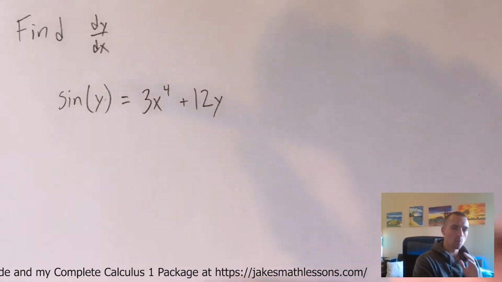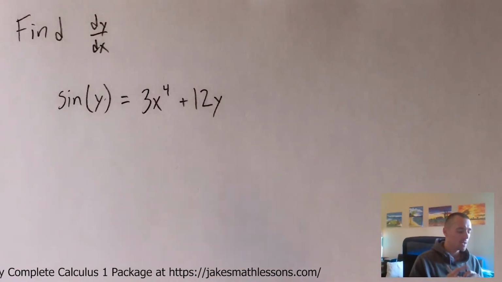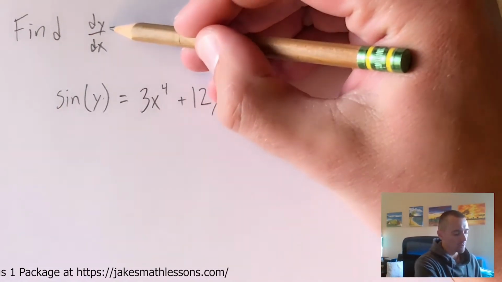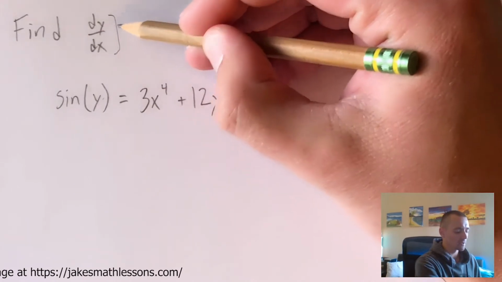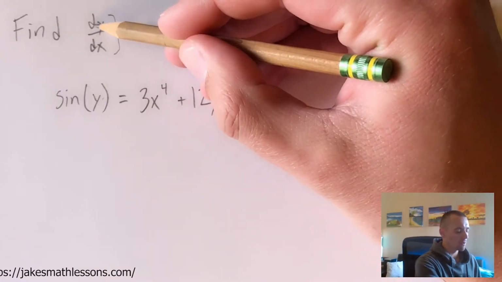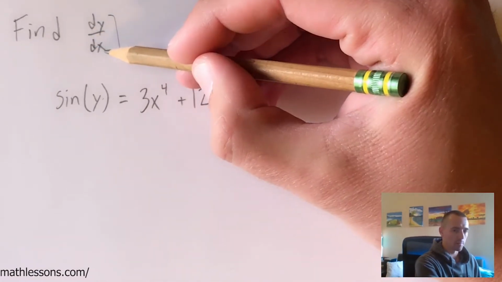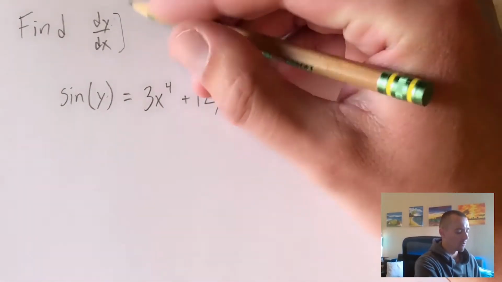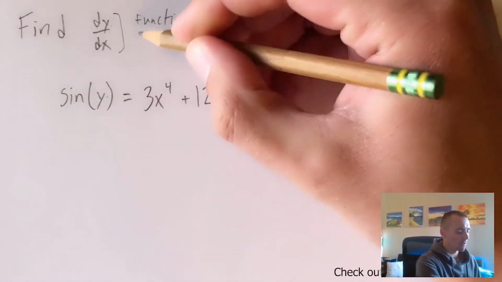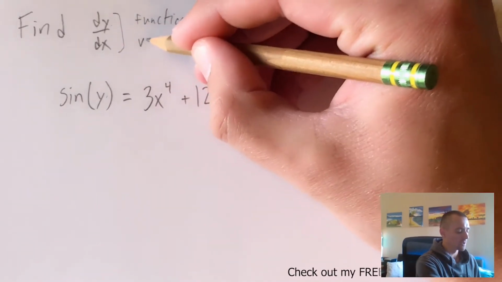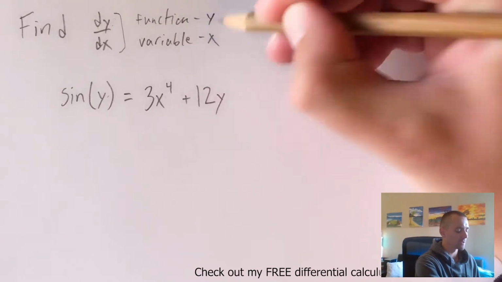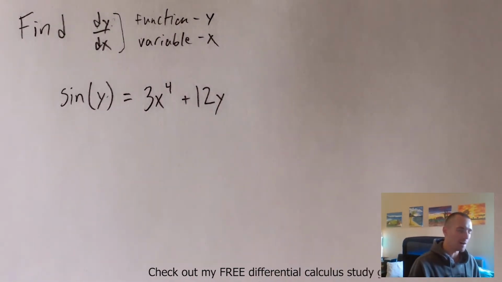So when we do this, the one thing that we want to keep in mind is what is our variable and what is our function. So if we look at this, what we're trying to find is dy dx. Well, it's always going to be d something over d something, right? Whatever the letter is on top is going to be your function, and whatever the letter on bottom is always going to be your variable. So basically what that tells us is y is our function and x is our variable. Or in other words, y is a function of x.